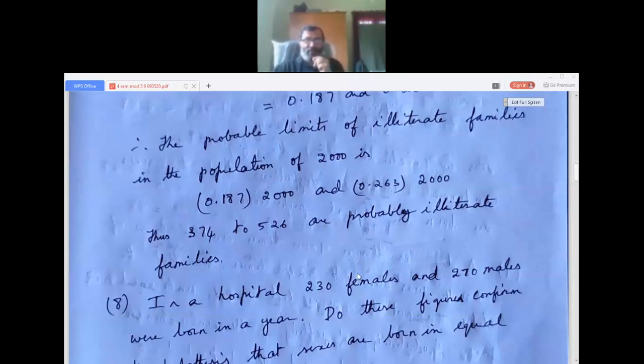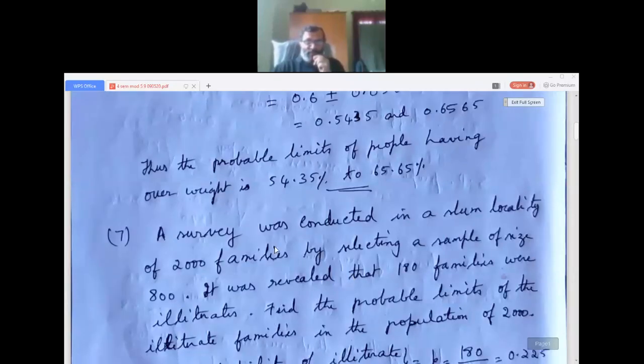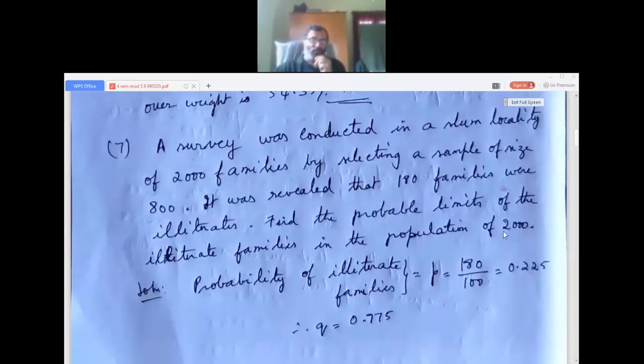Again, I repeat because some students came late. The same question I am doing again: a survey was conducted in a slum locality of 2000 families by selecting a sample of size 800. It was revealed that 180 families were illiterates. Find the probable limits of the illiterate families in the population of 2000.